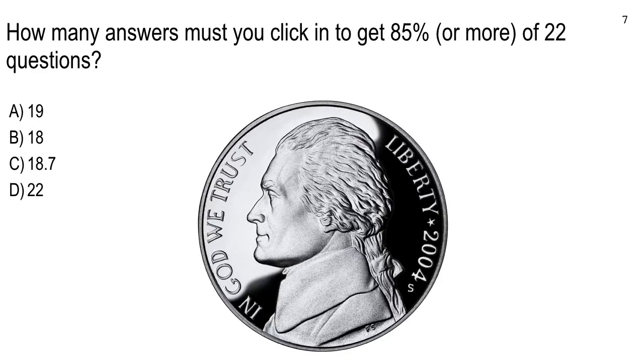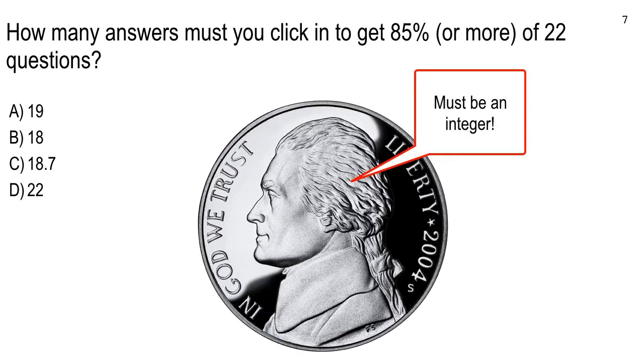Yeah, that's A and C, so C, it's pretty nice, right? But here's something that you may not have thought about. The answer has to be an integer, a whole number. So this one, C, ding, it's out of here. And this is the correct answer, 19.